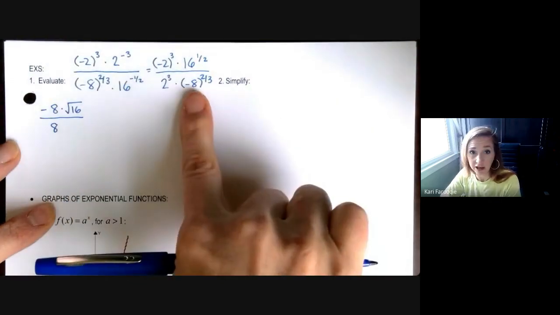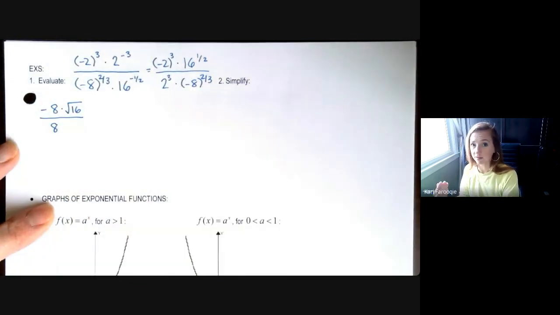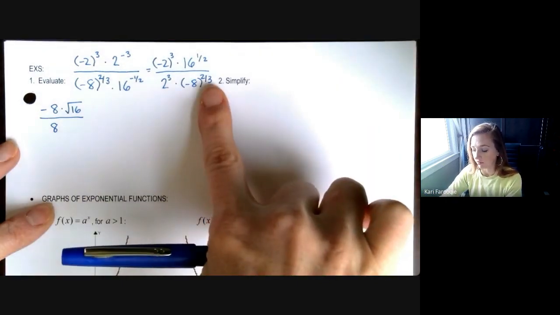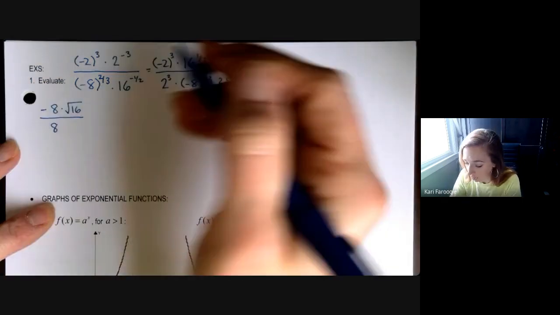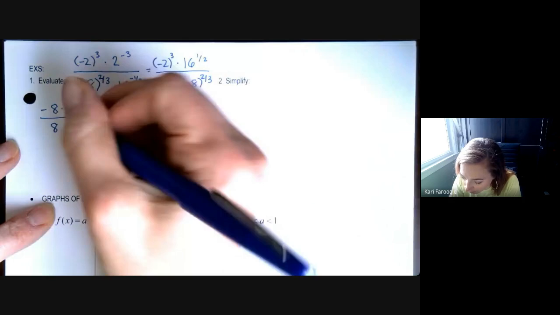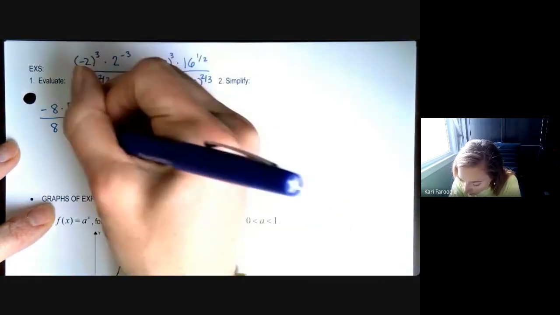And then -8 to the 2/3. Remember that we said that if you have a rational exponent, the denominator is going to be the index of your radical, and the numerator is going to be the power on your expression. So what we really have here is the cubed root of -8 squared.